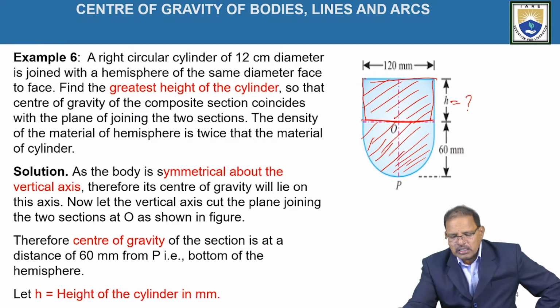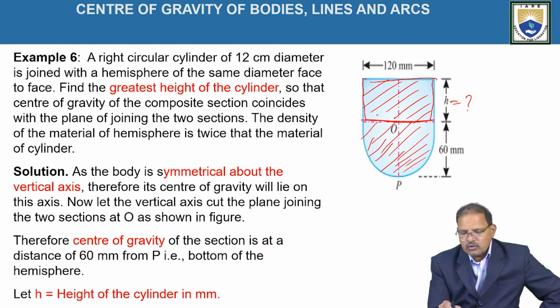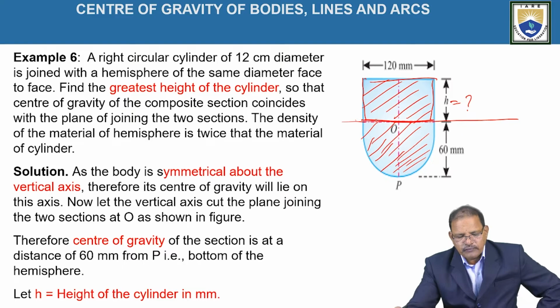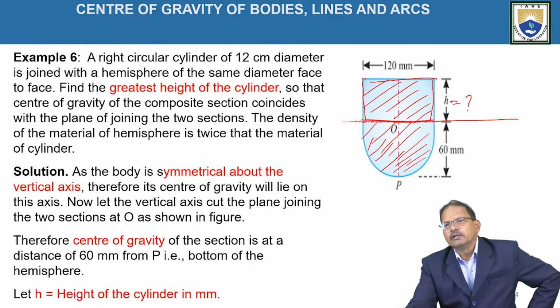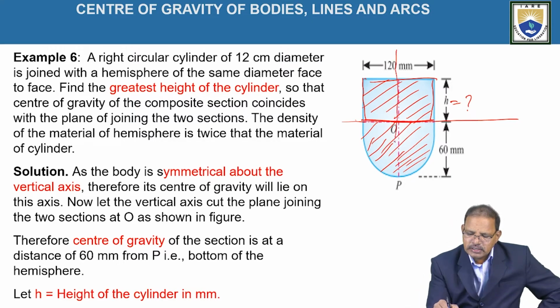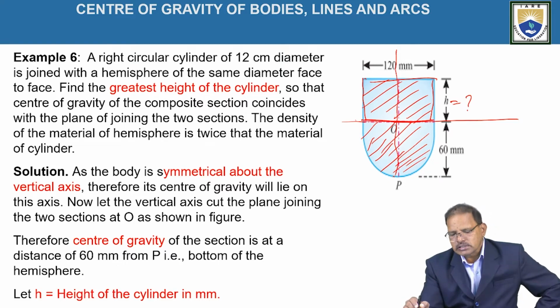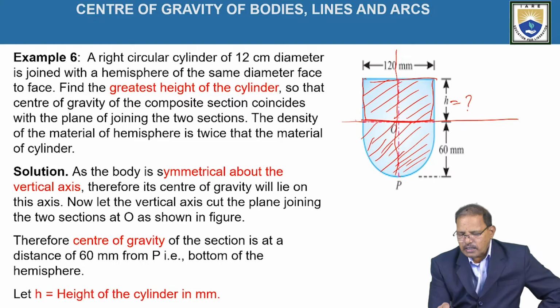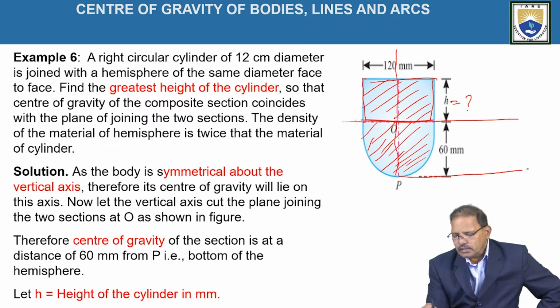So that the center of gravity of the composite figure coincides with the interface of the composite figure. The density of the material of the hemisphere is twice that of the cylinder. Since this object is symmetrical with respect to the vertical line, this y-axis represents the vertical reference line, and the bottom of the figure represents the x-axis.